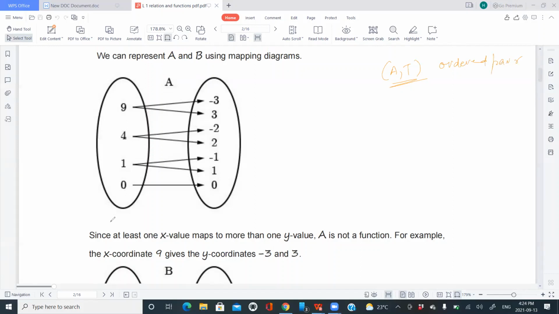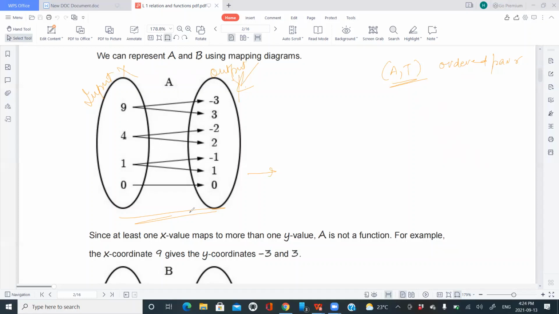And another representation of function is called mapping diagrams. Mapping diagrams we represent in circles. This side is our input, or you can say X values, and here is our output, you can say Y values.